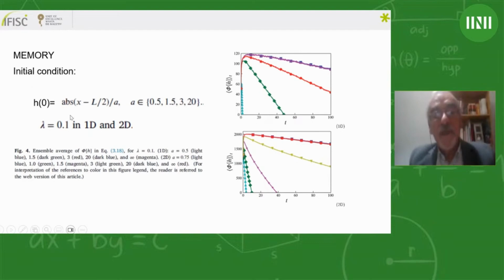With respect to memory, if you consider initial conditions like this one, the parameter A determines how flat the initial condition is. If it's very large, we will have the flat condition, but if A is small, we have a kind of wall. And these two graphics represent what happens for different values of A, for a constant lambda in 1 and in 2 dimensions. We see that the time behavior changes. And this is evidence that there is non-Markov behavior, a strong dependence on the initial condition.